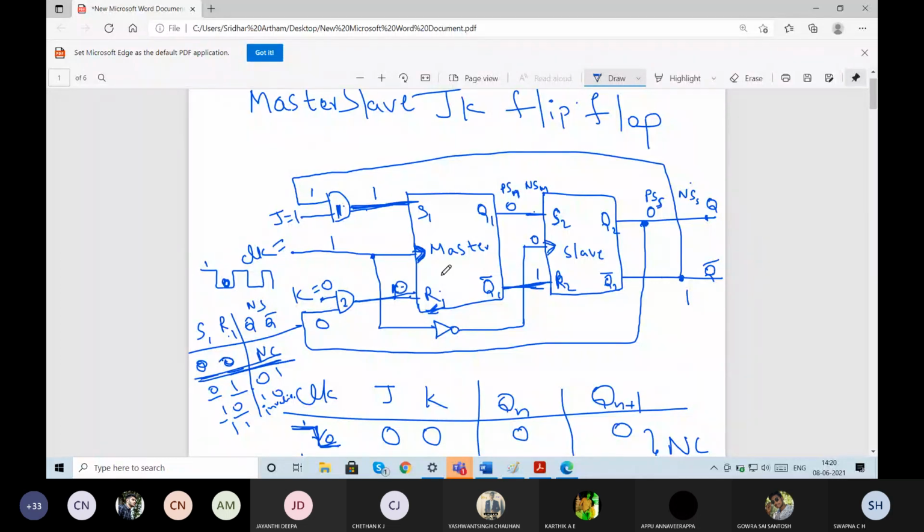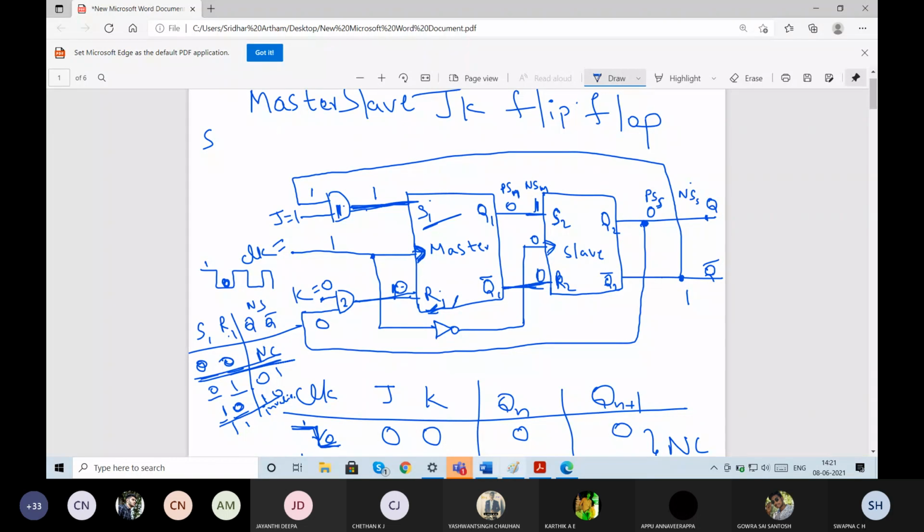So if you observe, master has got 1. So it will check S1 and R1 values. S1 value is 1 and R1 value is 0. S is equal to 1 and R is equal to 0. So the output will change to 1, right? In this case, S is equal to 1 and R is equal to 0, so the output will change to 1. Okay, so it is changing to 1. If this is 1, this will become 0.